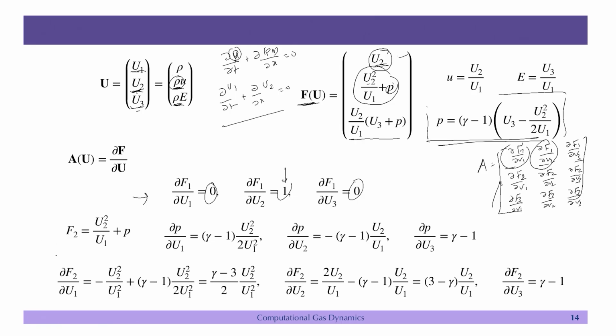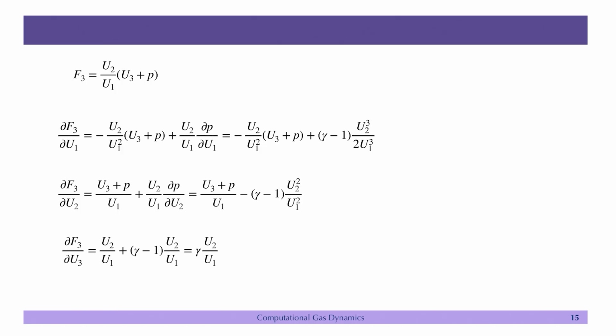Similarly, you do it for the second row. This is the second flux, this one, and you take that, and p is also given, so you find del p by del u1, del p by del u2, del p by del u3. Put it all together and you will get this for del f2 by del u1, del f2 by del u2 and del f2 by del u3. And similarly, you can go to the last one, which is f3, and do the same thing here. Take the derivative with respect to u1, u2 and u3 and you will get this expression.